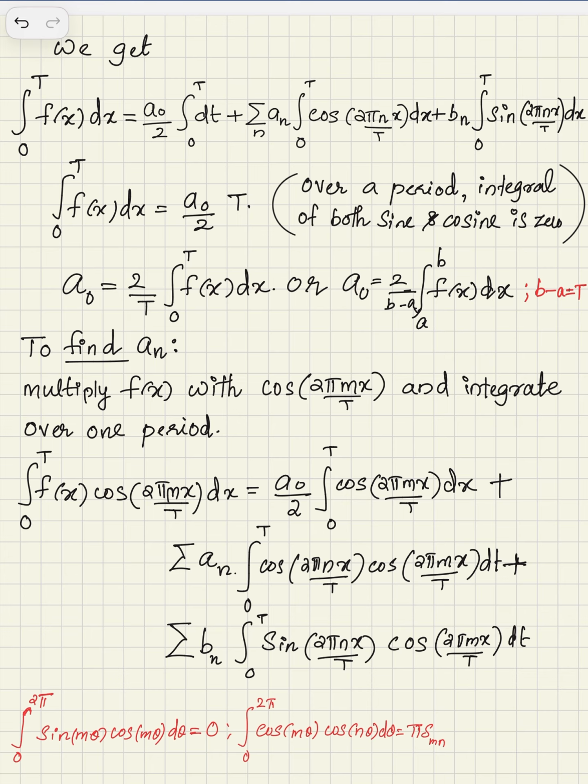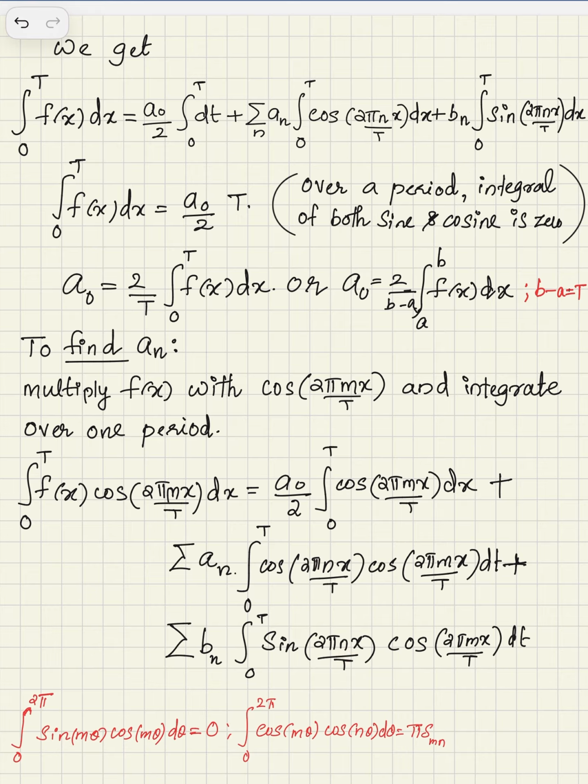To find an, you have to multiply the series with cos 2 pi mx by t and integrate over one period. Then the left hand side will be like this. On the right hand side, a0 by 2 into integral 0 to t of the cos term, plus the other two summation terms will be something like integral 0 to t cos 2 pi nx by t cos 2 pi mx by t in one term, and in another term sin 2 pi nx by t cos 2 pi mx by t dx.